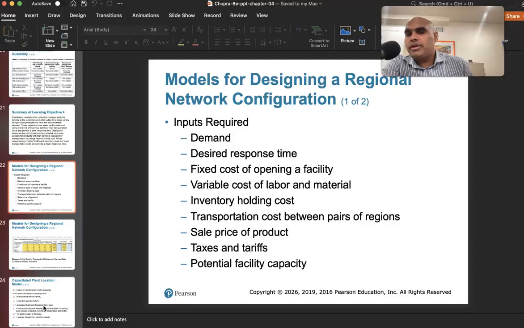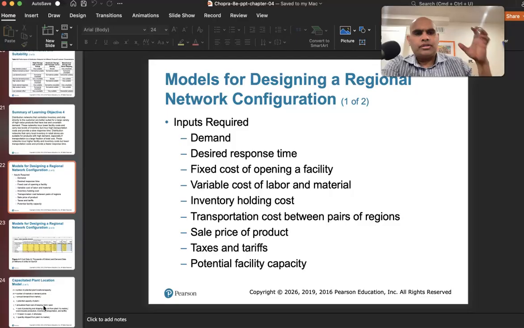What we'll be doing today is going over a model called the capacitated facility location model. This capacitated facility location model is going to help us figure out how to place multiple locations, right? So we did a single location, now we'll see multiple locations.